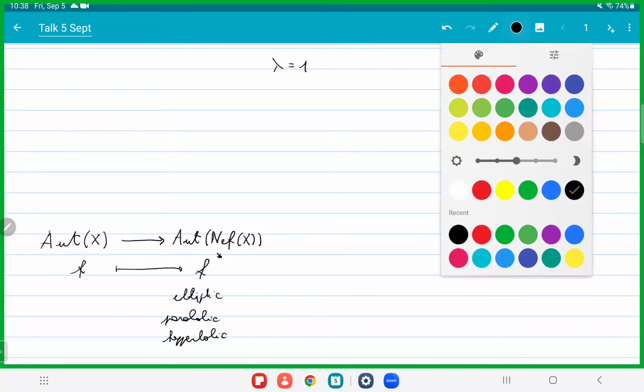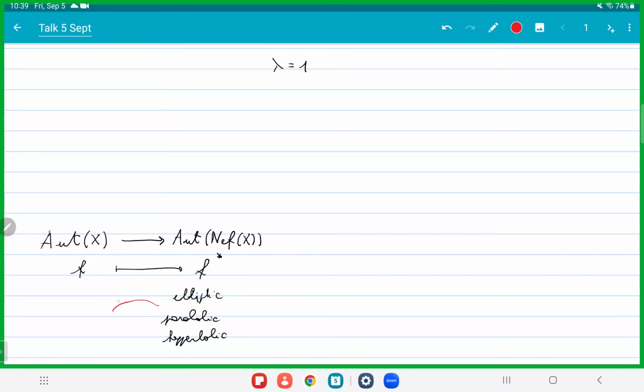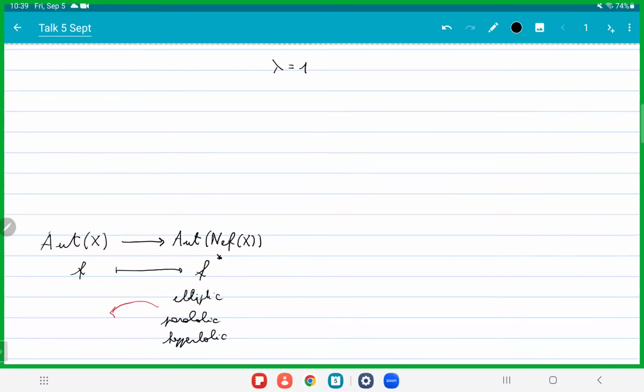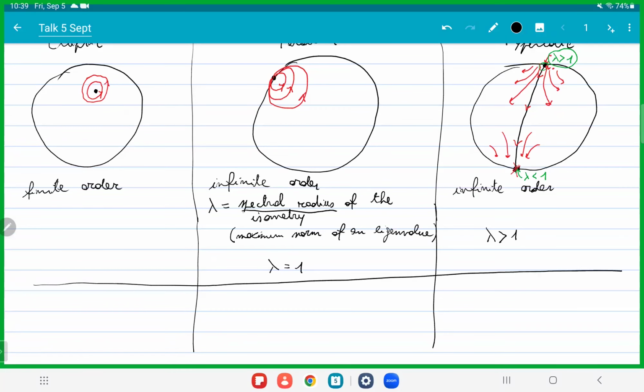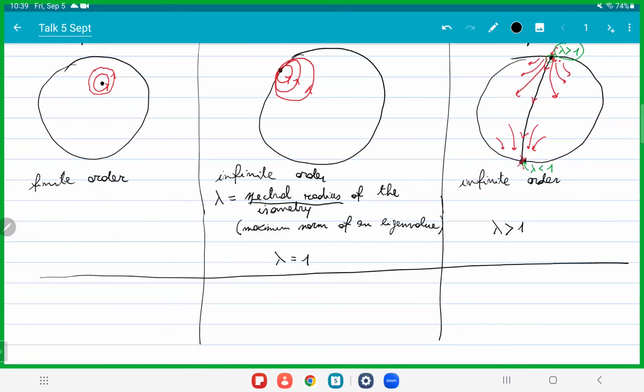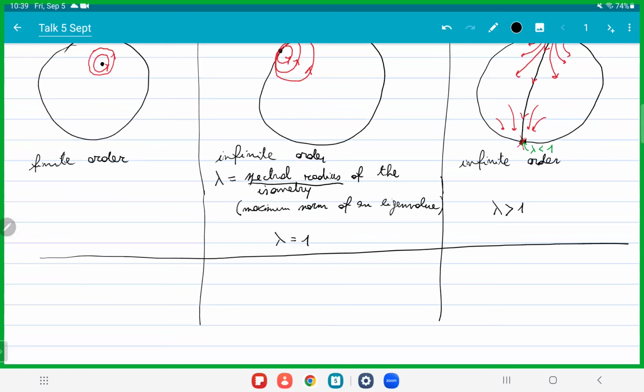So what does it mean for F? So how do we come back to K3 surfaces? Well, let's do it. So the first case is the elliptic case. In this case, we have finite order. So, well, it's pretty easy dynamics on the K3. Every orbit is periodic. Okay, so we have a point. So orbits are finite.